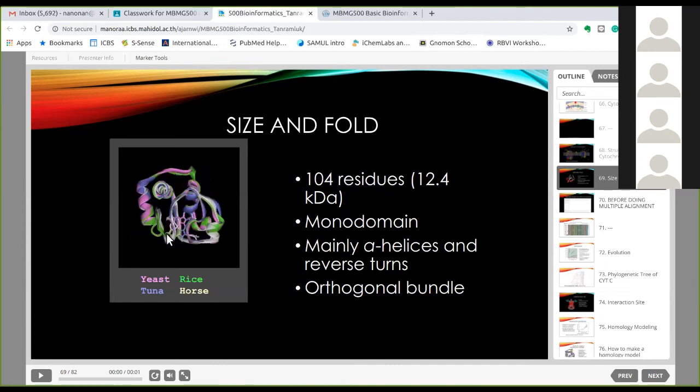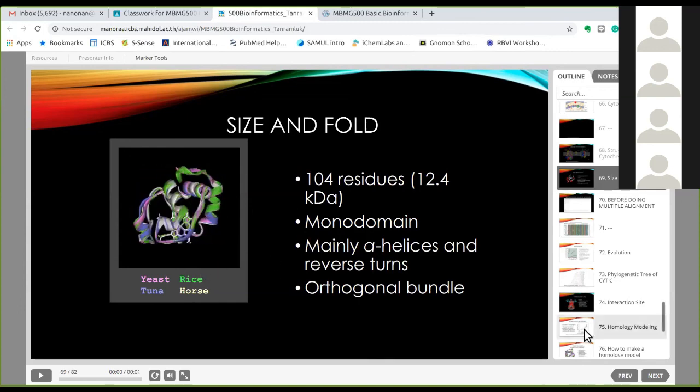So this one is structural alignment. Structural alignment means you take the structures in 3 dimensions and superimpose them onto one another. The pink one is yeast, the green one is rice, the blue one is tuna, and the yellow one is horse. You superpose all of them, and the architecture has high sequence identity, so it's almost superimposable among all. So this one is cytochrome C.